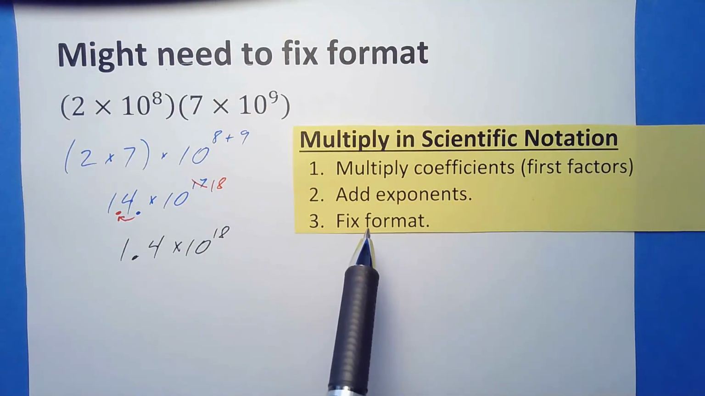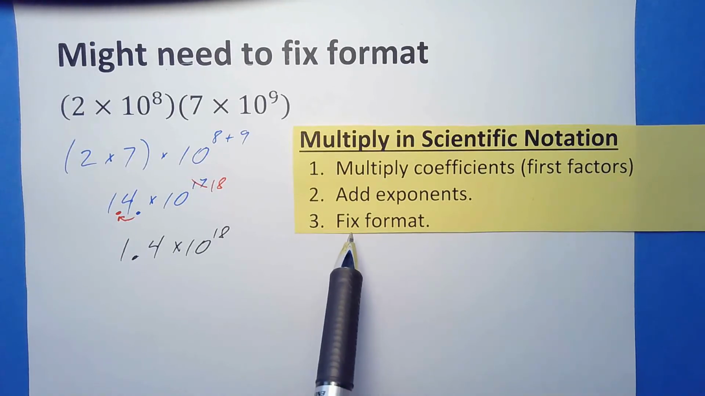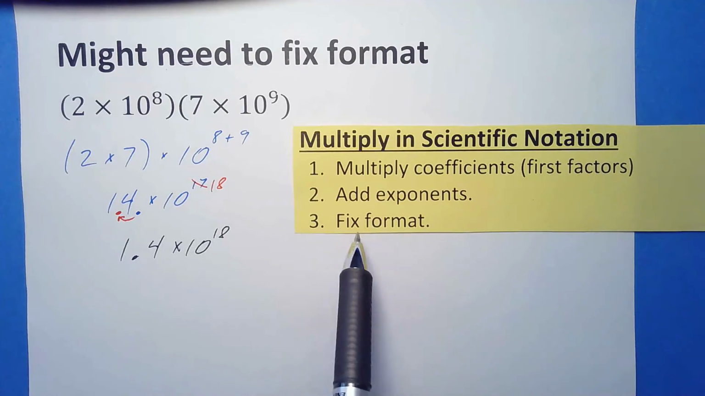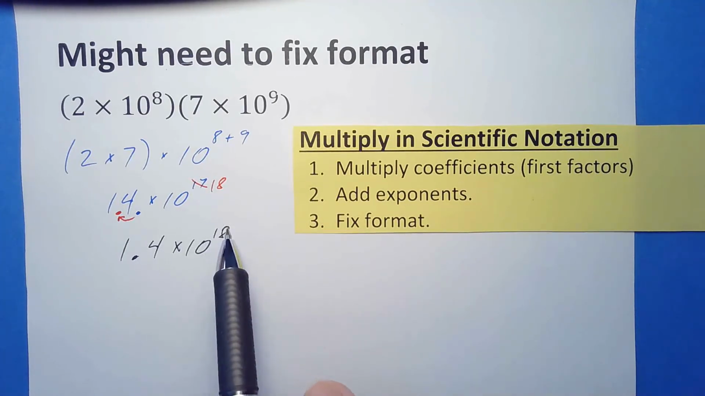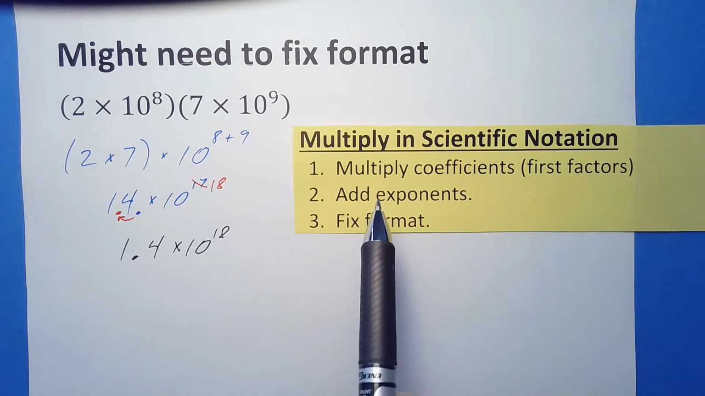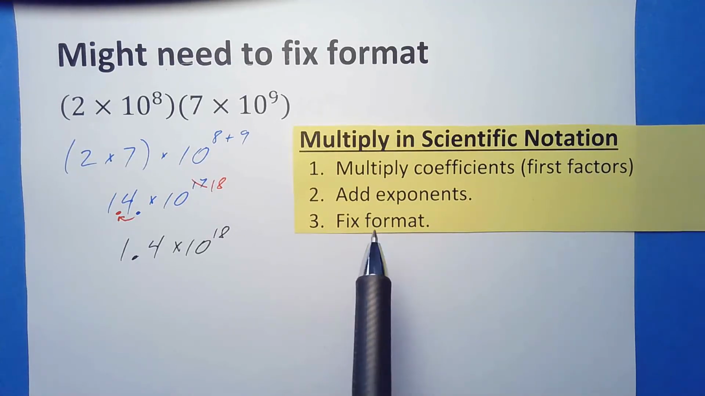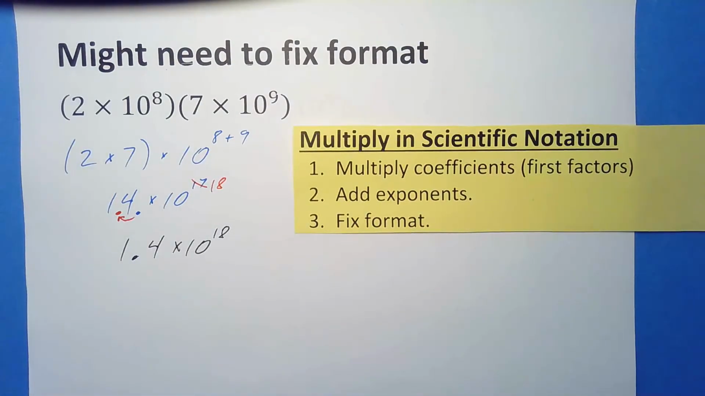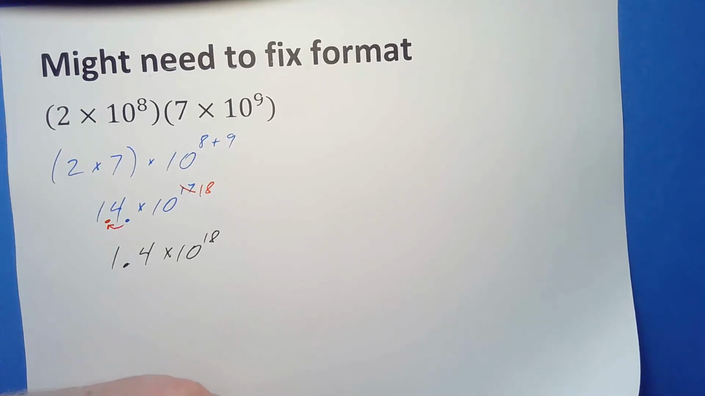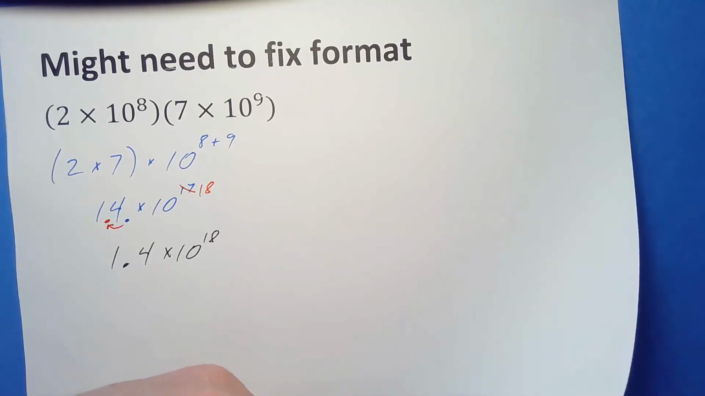Sometimes you do, sometimes you don't. More often than not, you're probably going to have to fix the format, like we did here. So those 3 steps, you might want to jot that down: multiply the coefficients, add the exponents, fix the format. All right, let's do one last example where it's a little messier, but now that we're good at this, we're going to be awesome.